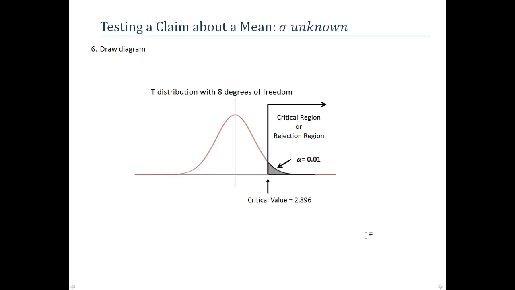The critical region, or the rejection region, is on the right, and the total area in the rejection region is always equal to the significance level. So that's alpha, and that's 0.01 in this case. And we've just found out in the previous step that the critical value is 2.896. That's the T value for 8 degrees of freedom that has 0.01 probability to the right.